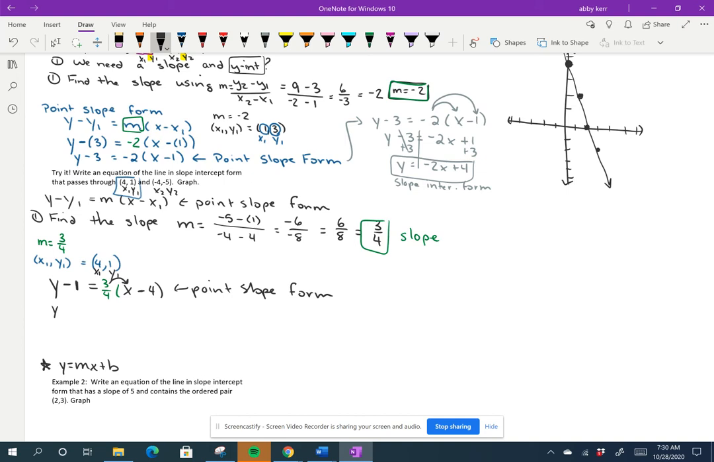So then we have y minus 1 equals 3/4 x, because we're just distributing. And then 3/4 times negative 4 gets you negative 3. What you want to do is just put that in the calculator. 3 divided by 4 times negative 4. So that's how I got negative 3. And then I just add 1 on both sides to get rid of that minus 1. And then we have y equals 3 over 4x minus 2.